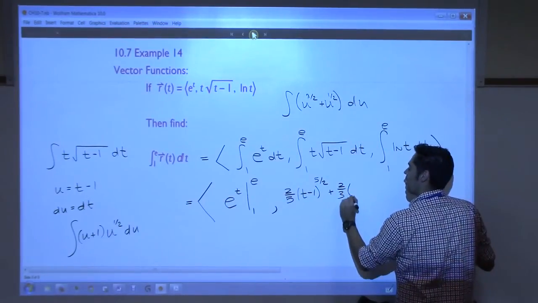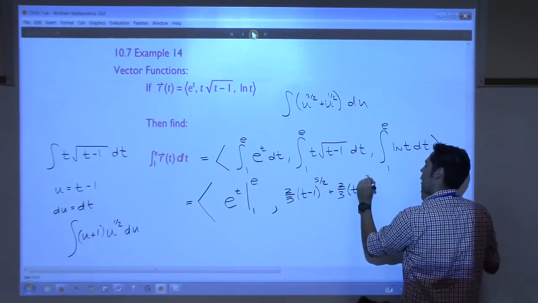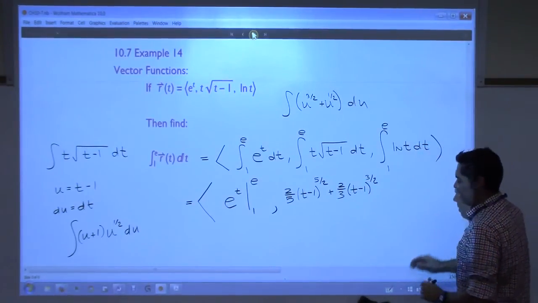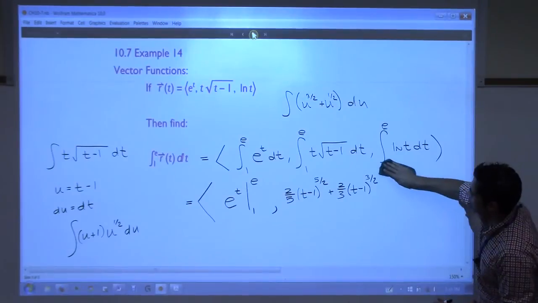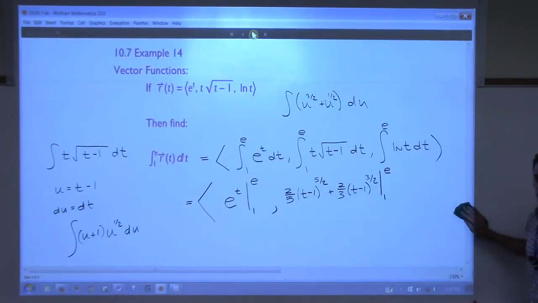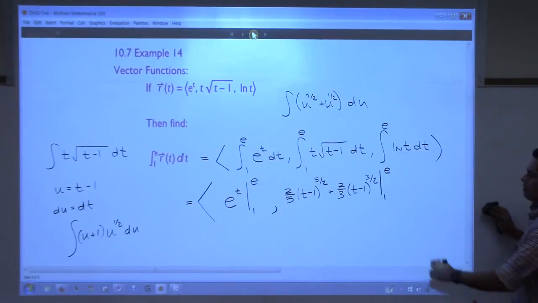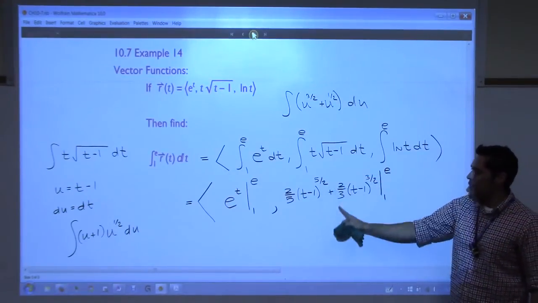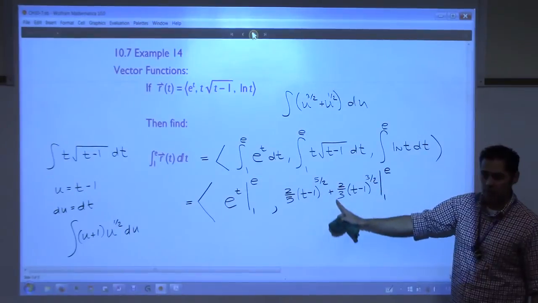2/3 u to the 3 halves, and I'm evaluating that. I need a little more room here. From 1 to e, right? I'm done with this one. I mean, I still have to plug numbers in, but I'm done taking the antiderivative.